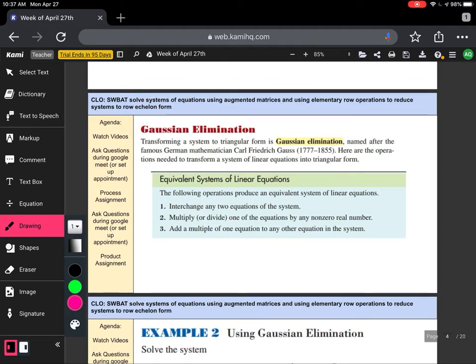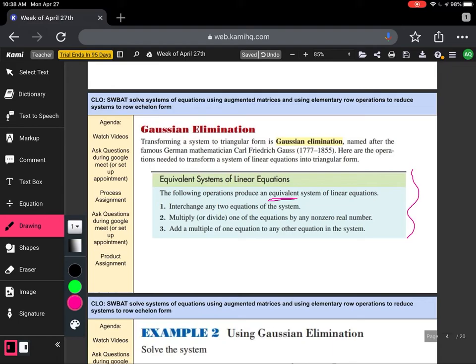There are some things that we can and can't do to stay on the safe side as far as what's mathematically allowed, because I know sometimes you guys like to do weird stuff that's not actually math. Let's stick more or less to these rules. The following operations produce an equivalent system of linear equations. What's important is that it has to be equivalent. What we can't do is all of a sudden have something entirely different than what we started with.